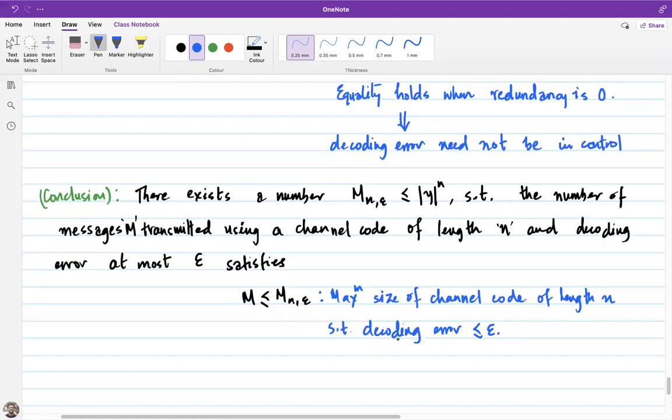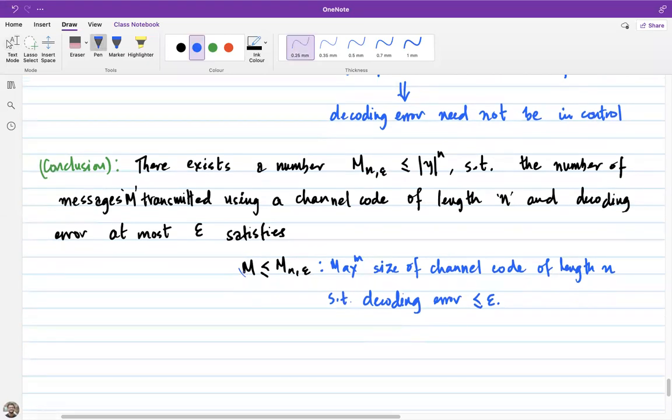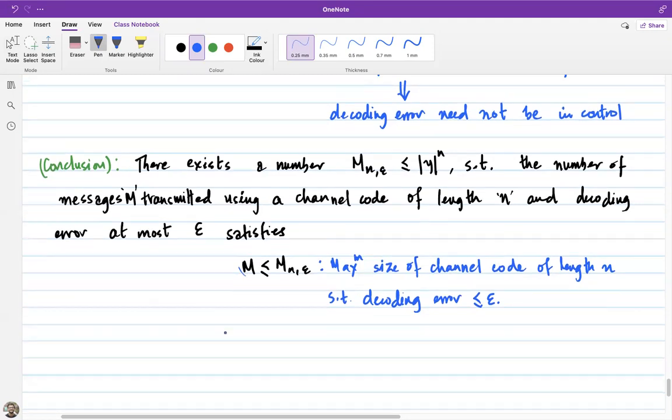Since this is the maximum size of a channel code of length n, with the control that the decoding error is less than epsilon, any set of messages of cardinality m which does that job has to be less than this maximum value. So that's the conclusion.